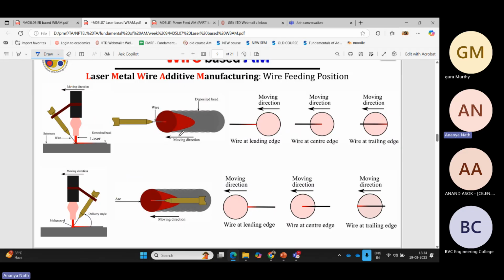And also, there is another classification of it where we use powder as a raw material instead of wire. But in that case, your powder is very expensive. But wire is an inexpensive thing. So you can print a bigger part at a lower cost.